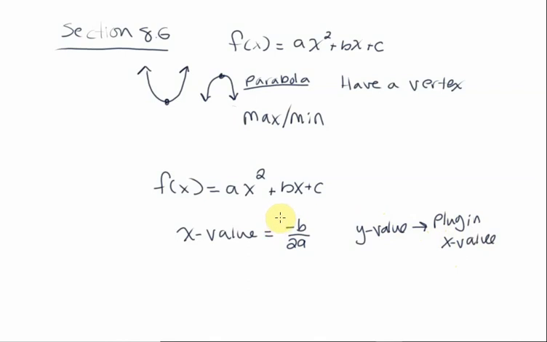So to find the vertex, I'm going to take the opposite of the b value, divide by 2a. That will give me my x coordinate, because remember the vertex is going to be a point, an x, y pair, a coordinate. So that would find the x coordinate. To find the y coordinate, I just plug it into the function. So let's try some examples and see how good we are at finding the vertex.